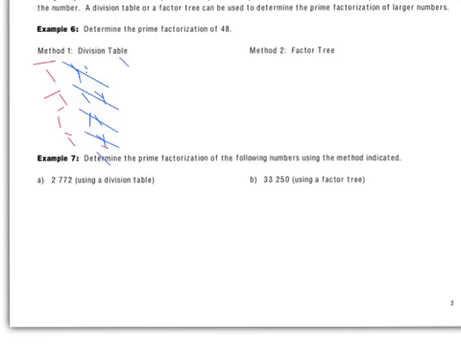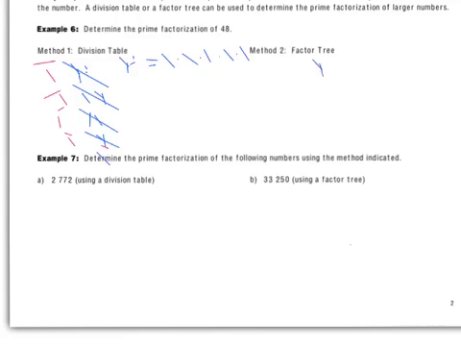So 48 equals 2 times 2 times 3 times 2 times 2. So I expressed the number 48 as prime factorization of those prime numbers. So let's look at the other method, that is the factor tree.